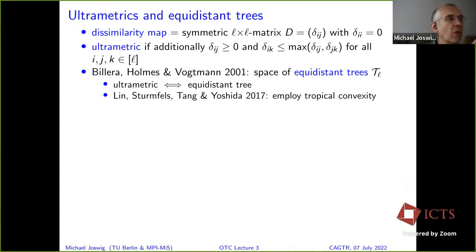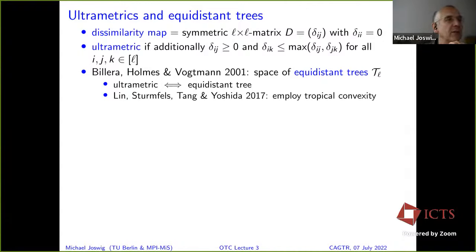This is known long before Billera, Holmes, and Vogtmann, who looked at the entire space of these equidistant trees. Equidistant means, if we are talking about rooted trees, we have weights on the edges. The weight of a path is just the sum of the weights on the edges of the path, and the tree is equidistant if the sum of the weights from the root to each leaf is the same. This is the equidistance property.